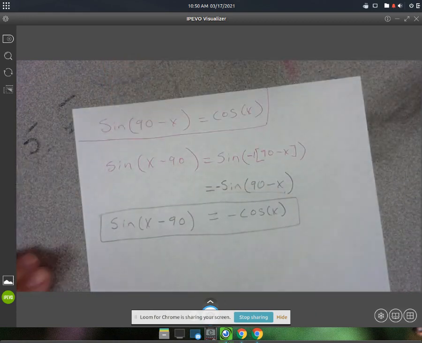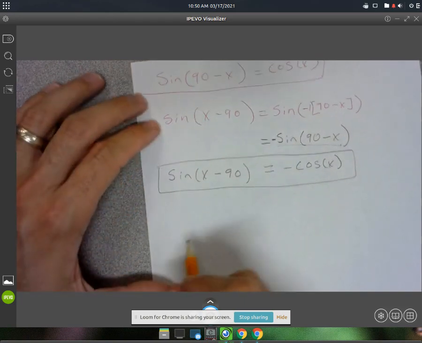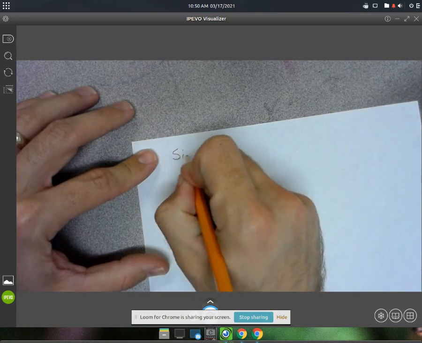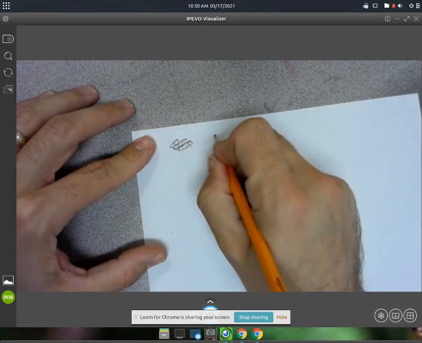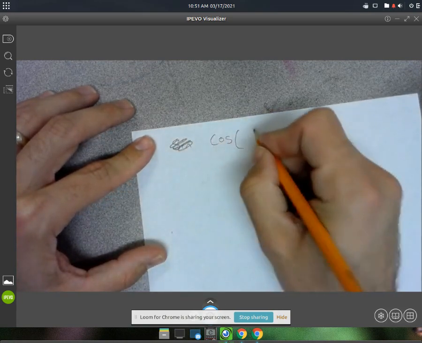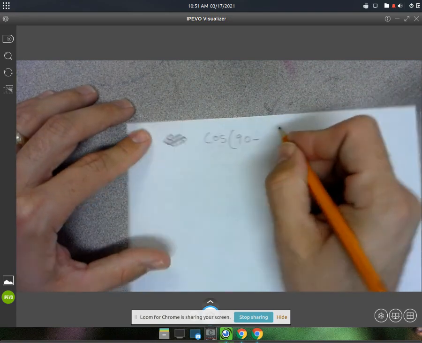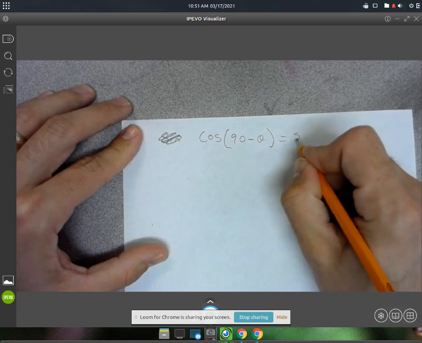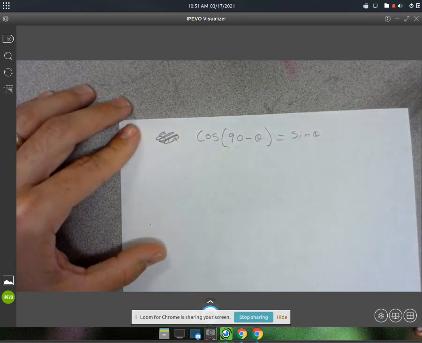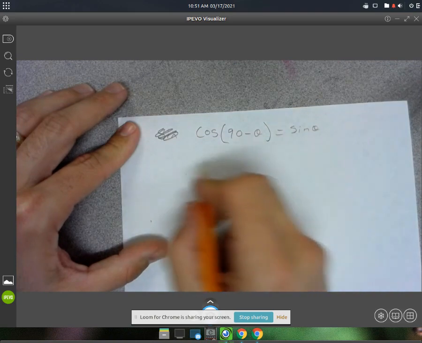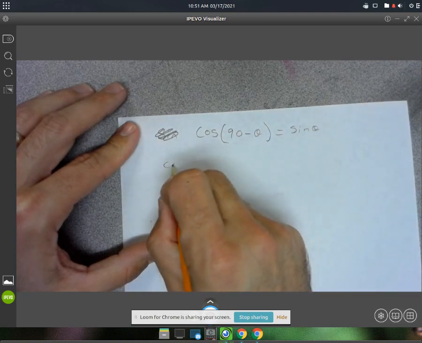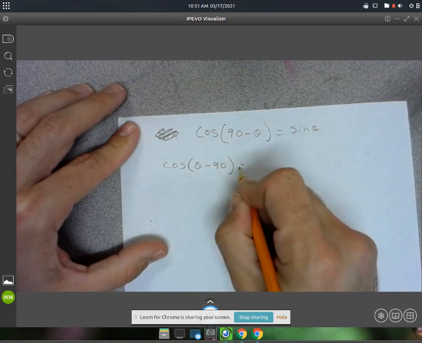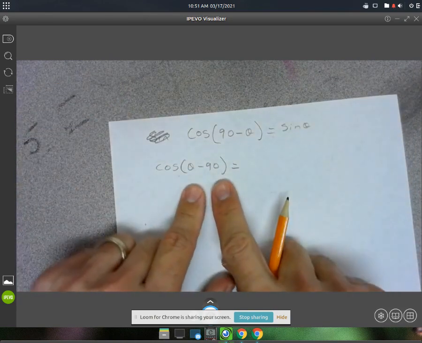All right. If I were to do the next one, let's say I had cosine. I know that cosine of 90 minus theta is equal to sine of theta. I already know that, but what if I wanted to rearrange it? Let's say I wanted to find cosine of theta minus 90. This is what I'm going to look for.